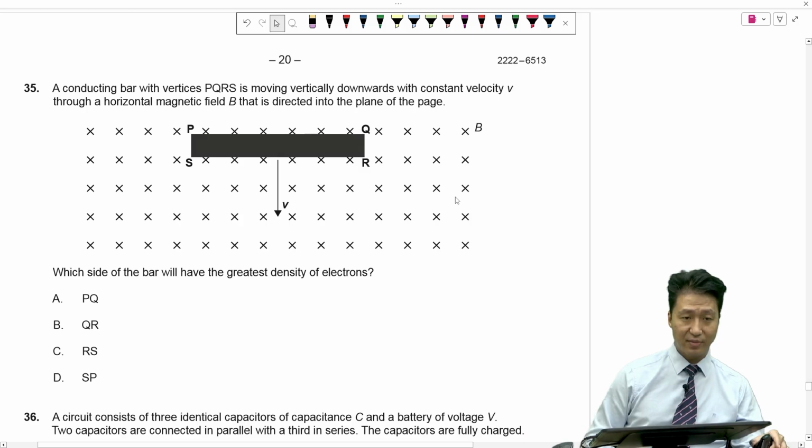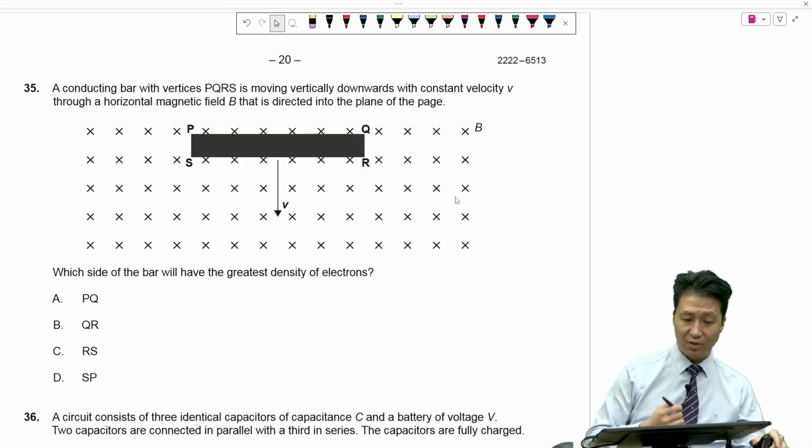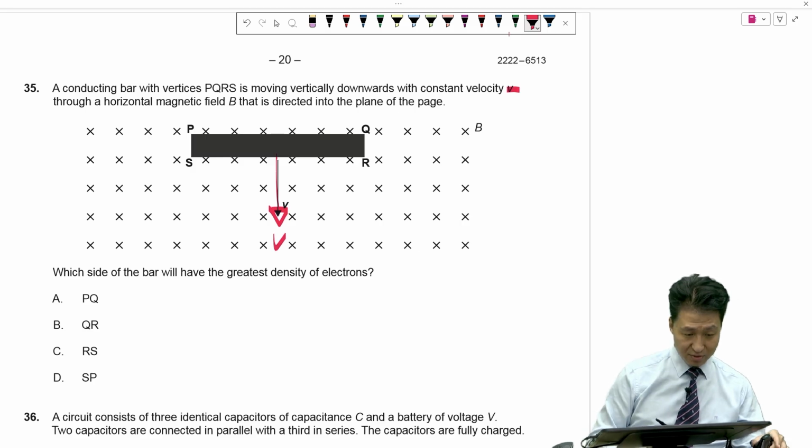Number 35, a conducting bar with vertices PQRS is moving vertically downwards, so let's call it like that, with constant velocity v through a horizontal magnetic field B that is directed into the plane of the page. Okay. Which side of the bar will have the greatest density of electrons?